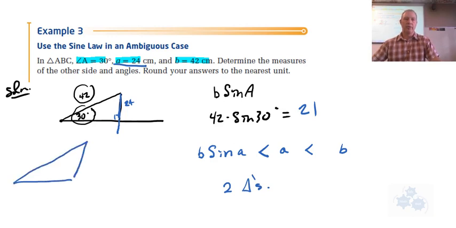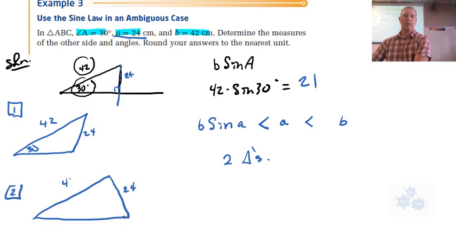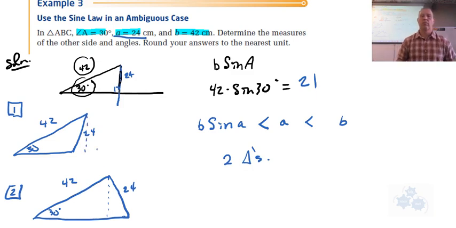30 degrees, 24, 42, 30. There's triangle 1. And triangle 2 would look something like this. 24, 42, and 30. Does everyone see that? So here's your minimum requirement that we calculated to be 21, and here's your minimum requirement over here in this one. So two triangles. Got it?